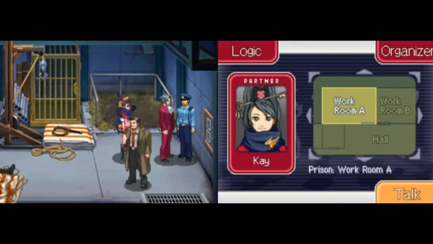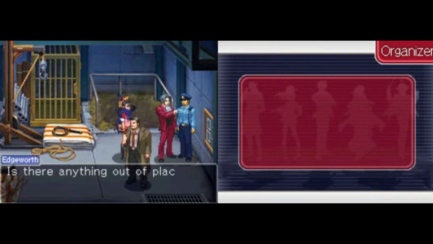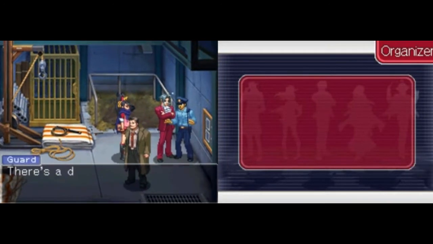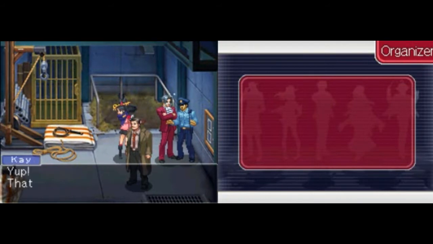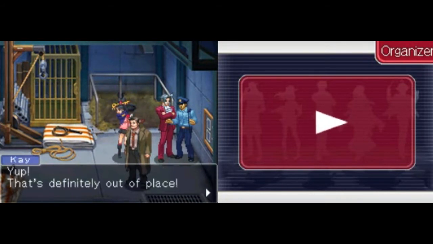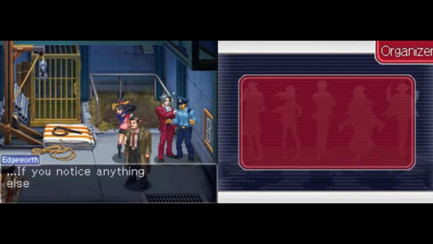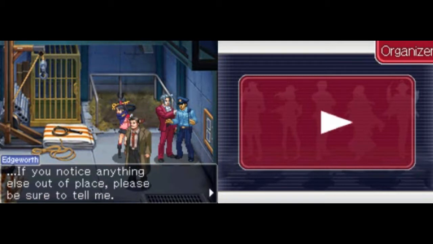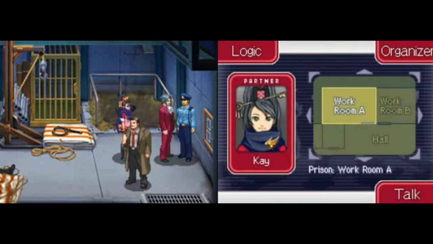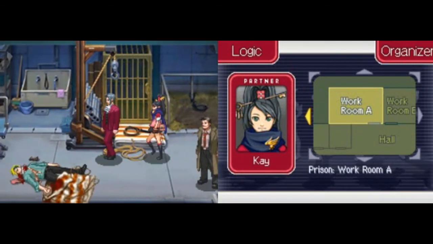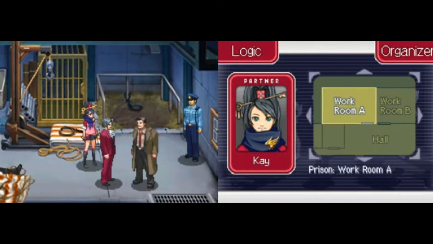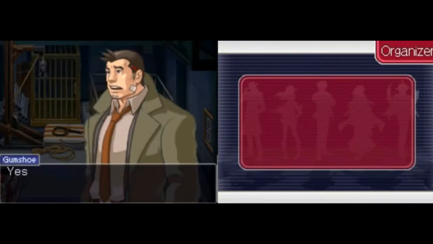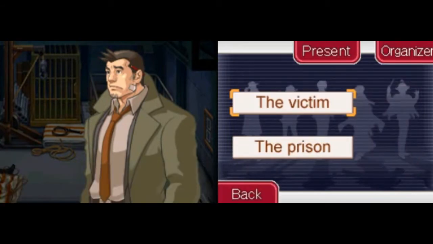Let's talk to this guy and see if he knows anything. Is there anything out of place? Yes, sir. If I had to say. What is it? There's a dead body over there. That's definitely out of place. If you notice anything else out of place, please be sure to tell me. Am I forgetting something? Yes, sir.